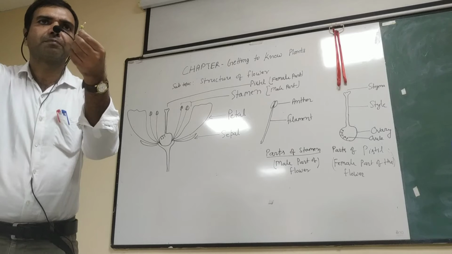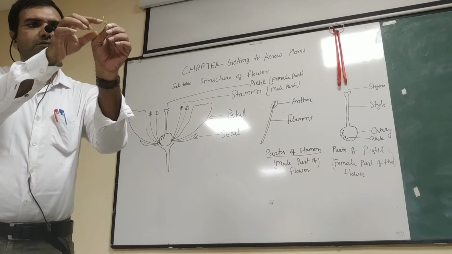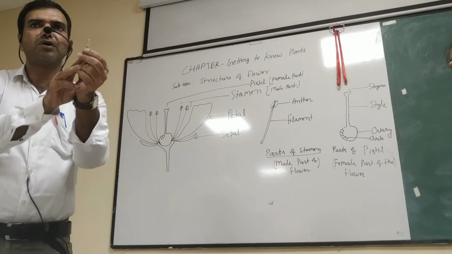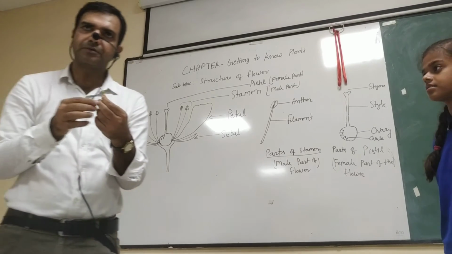Are you able to see, everyone? Yes, sir. So this is the basal part, which is the swollen part. This is called the ovary, and this is the stigma of the flower, right? Yes.